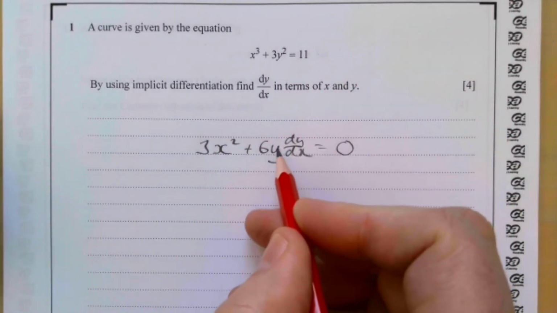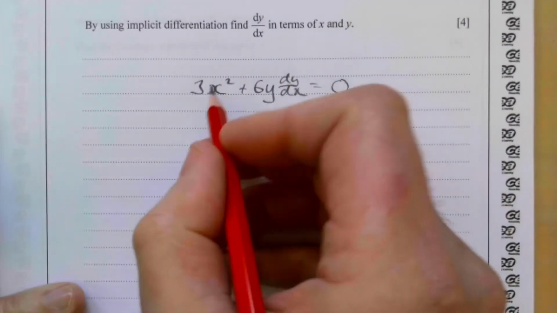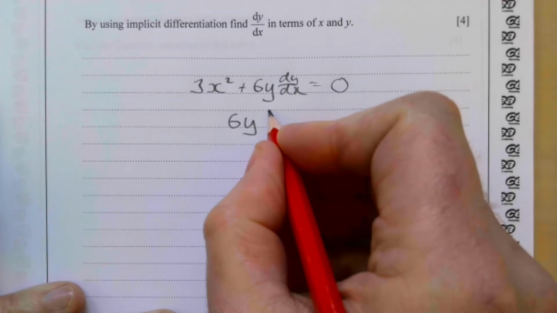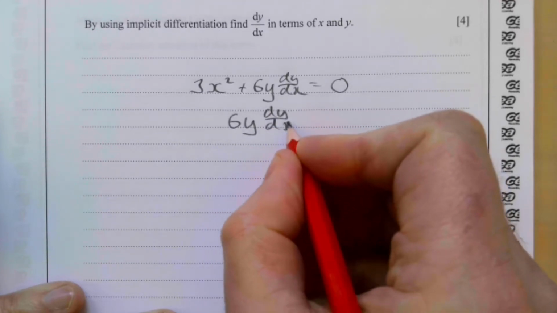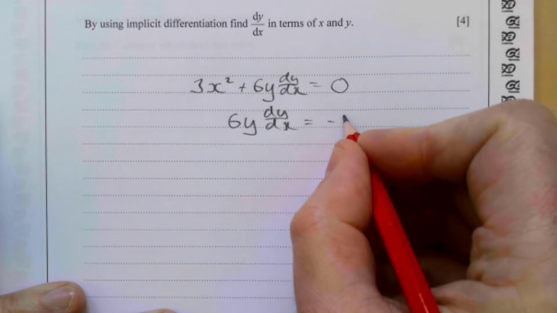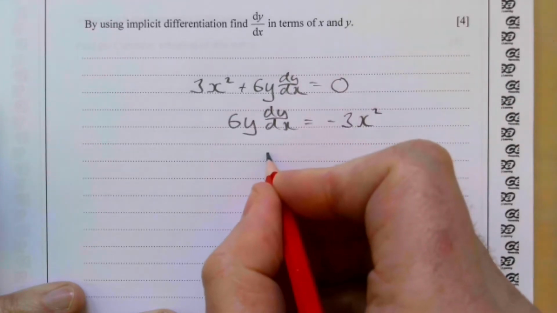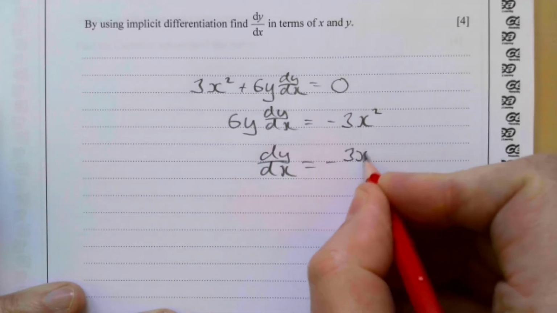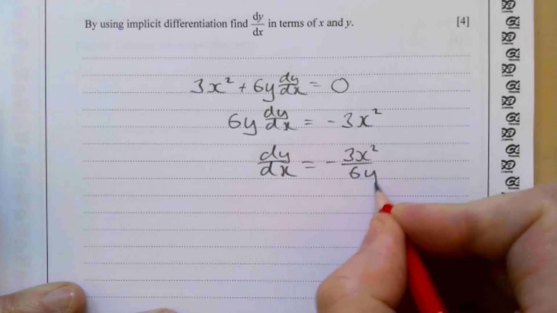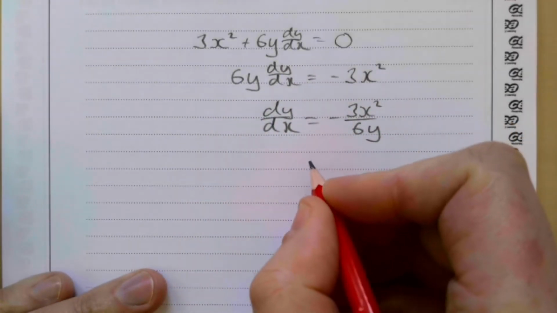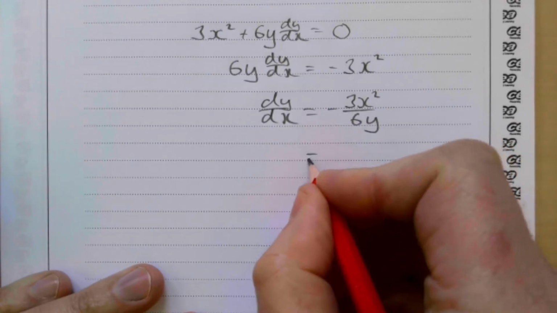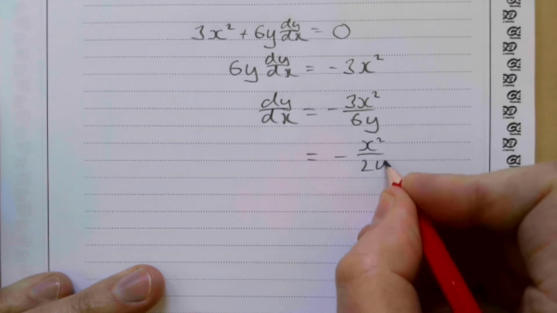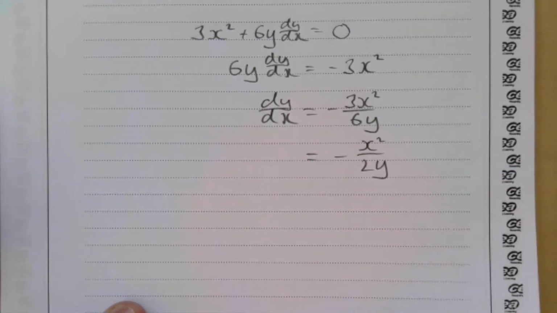So it says find dy by dx, so we just need to get the dy by dx bit on its own. So I'm going to take 3x squared from both sides. Dividing then by 6y. And obviously then our 3 and our 6 are going to cancel slightly, so we end up with minus x squared all over 2y.